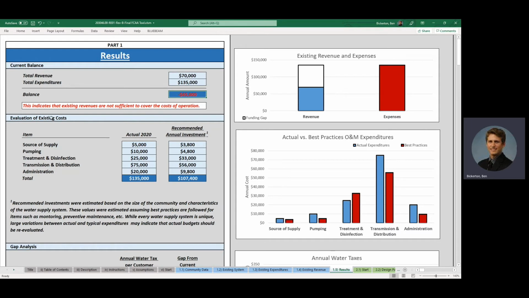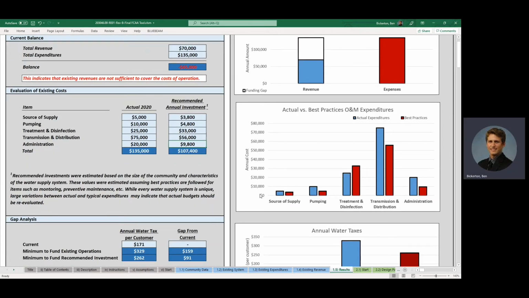So if we look at the evaluation of the existing costs, the tool actually provides a recommended annual investment based on the characteristics that we described. So the population size, the type of treatment, type of pumping, and the water source. So in this case, our actual expenditures for source exceed the recommended investment for source. Pumping far exceeds the recommended investment. Treatment and disinfection is slightly less. Transmission and distribution is slightly more. Administration is more.